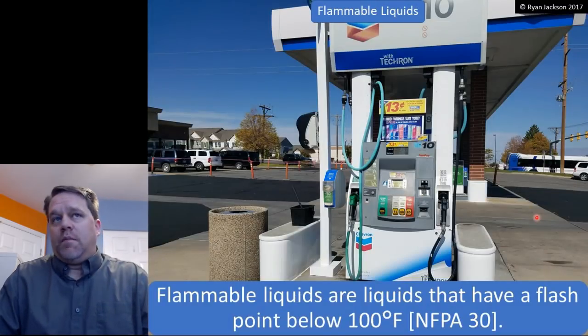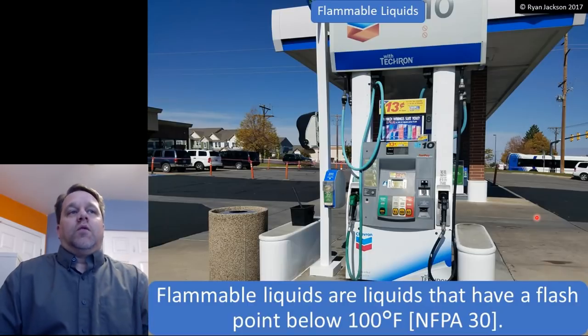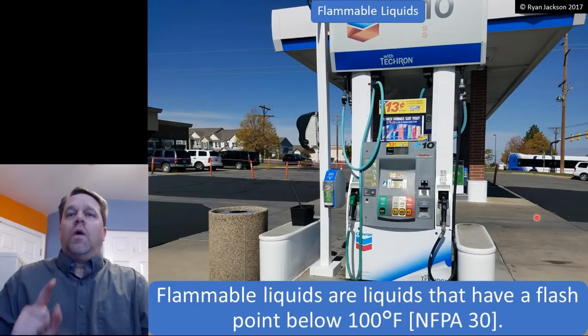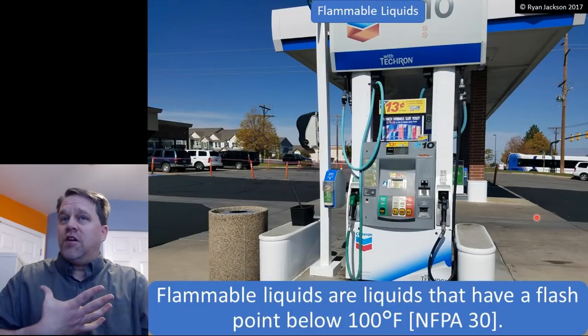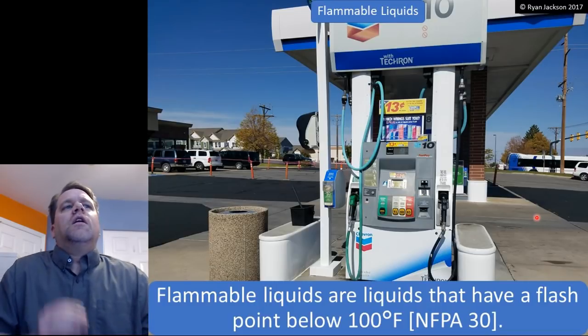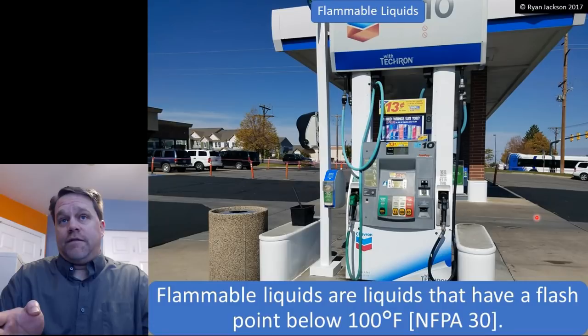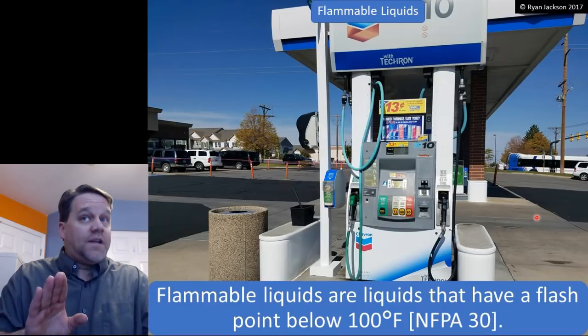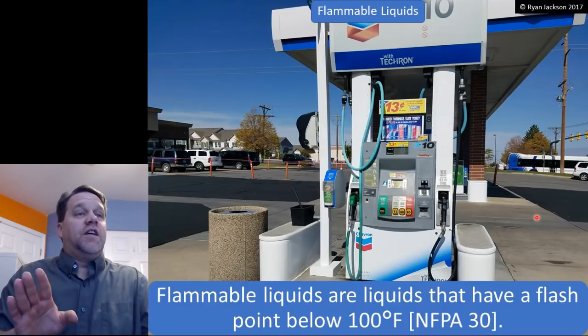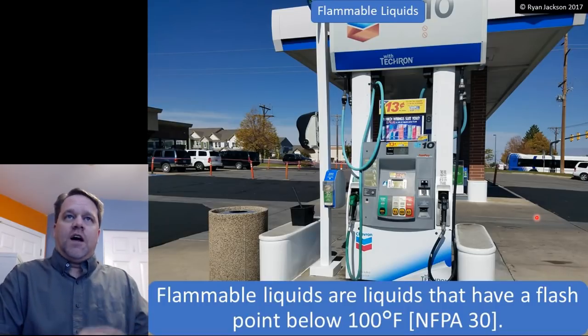Let's start with flammable liquids. This is defined in NFPA 30. A flammable liquid is a liquid that has a flash point below 100 degrees F. And I apologize if you're into Celsius, I'm not, so we're going to go with Fahrenheit. Flammable liquids have a flash point below 100 degrees F, and we're going to talk about what a flash point is here in just a minute. But flammable liquids, less than 100 degree F flash point.